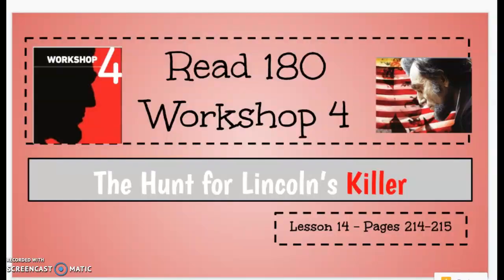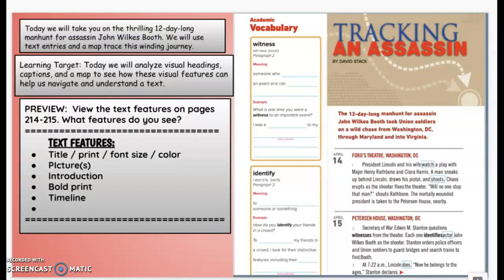Now we will move into lesson 14, pages 214 and 215. Make sure you have your pencil ready to go, and we will get started. As we go through and you have to do some writing in your book, remember you can pause the recording to get the writing in and then keep moving. But I will keep moving just because of the time factor of this recording.